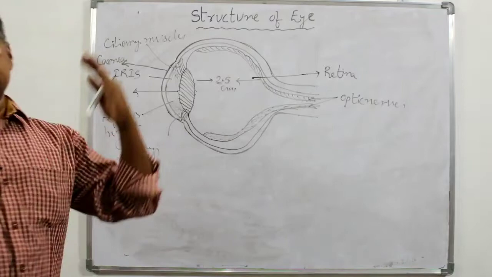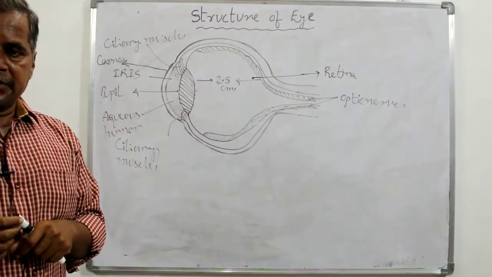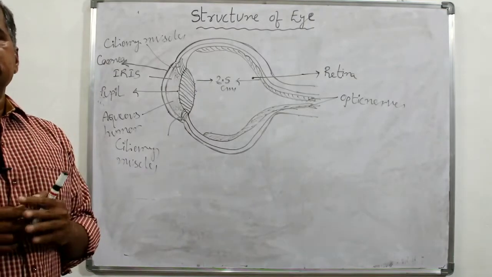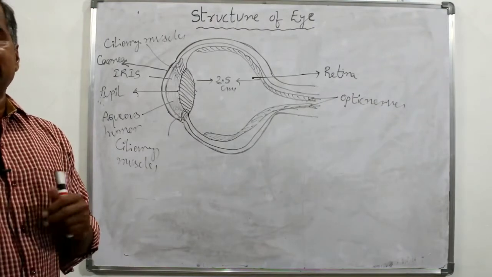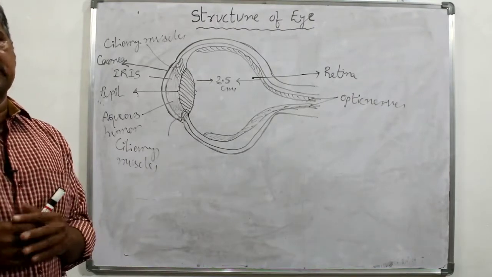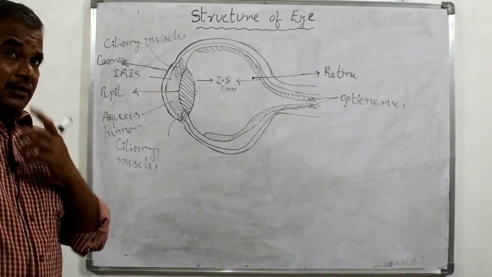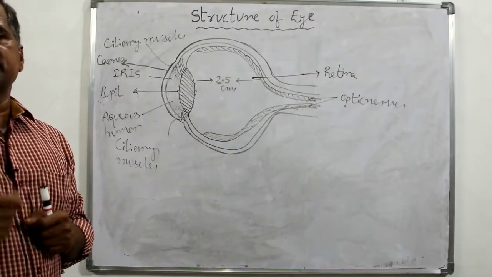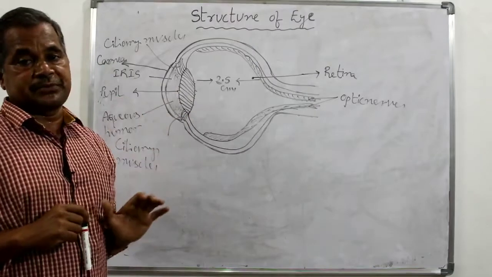For example, if we see the objects which are placed at far distances, at that time the focal length of the eye lens becomes maximum because the ciliary muscles get relaxed. The ciliary muscles get relaxed because when we see objects at far distances, the ciliary muscles are in relaxation, so that the focal length of the eye lens becomes maximum.